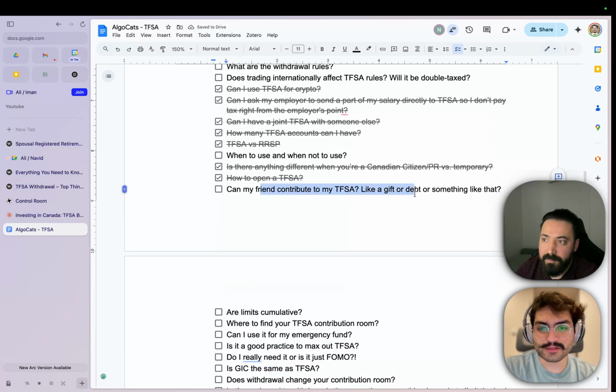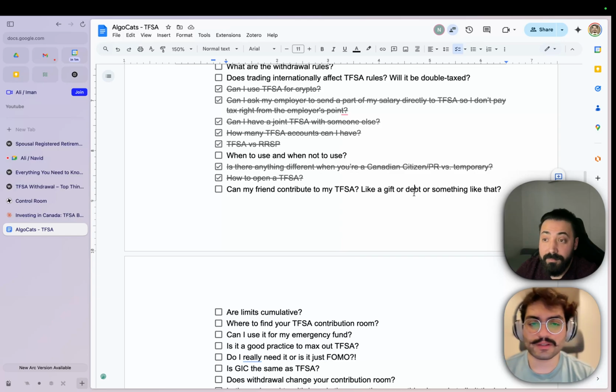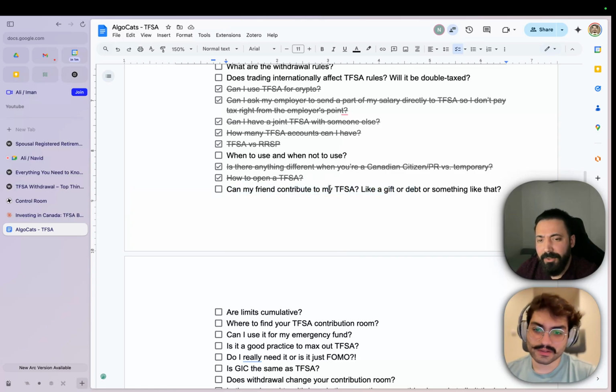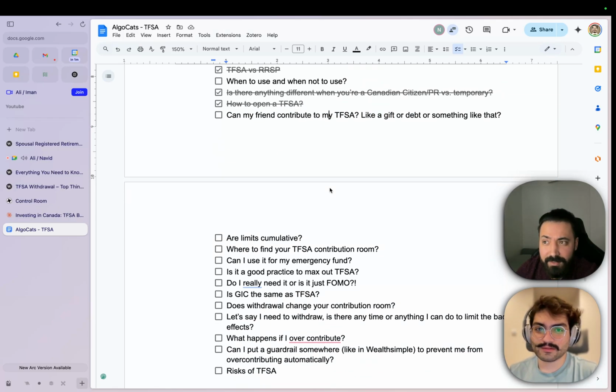Can my friend contribute to my TFSA, like a gift? We didn't get an answer to this. I don't think so. What do you mean by that? Like they e-transfer directly to my TFSA. As far as I know, you should deposit money from your own account. Okay, we should find this, I think.